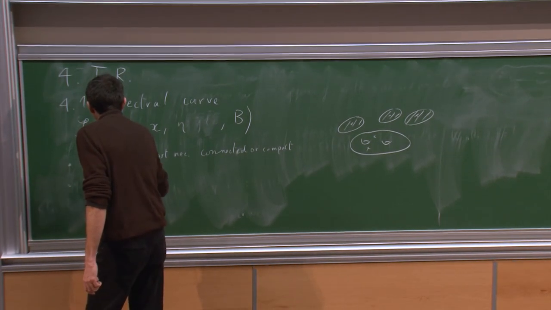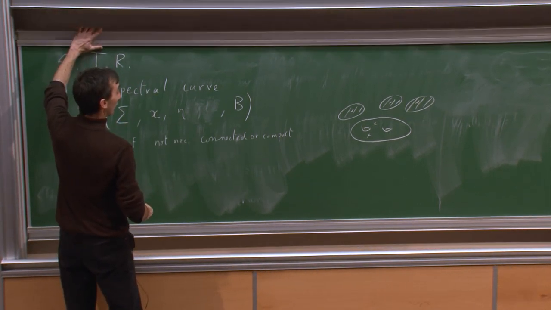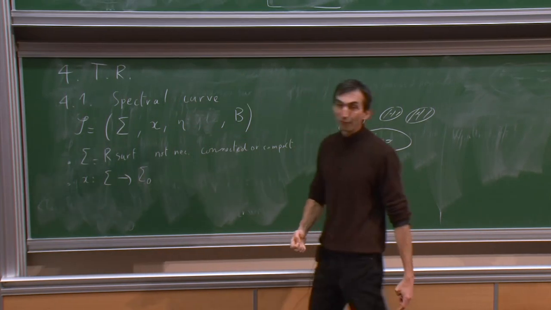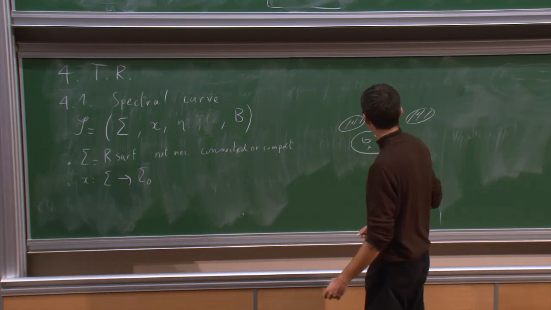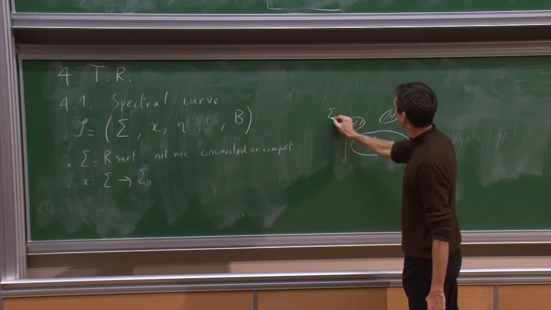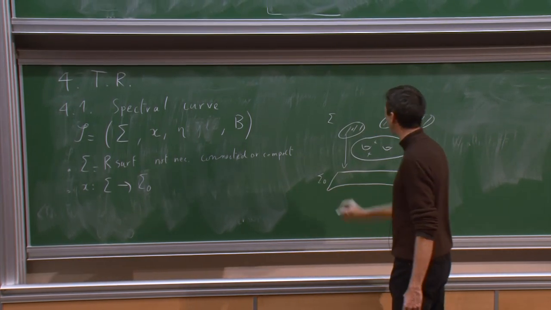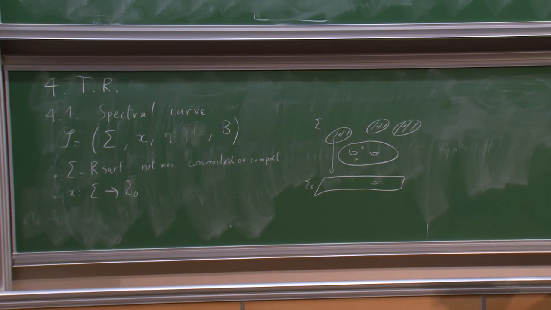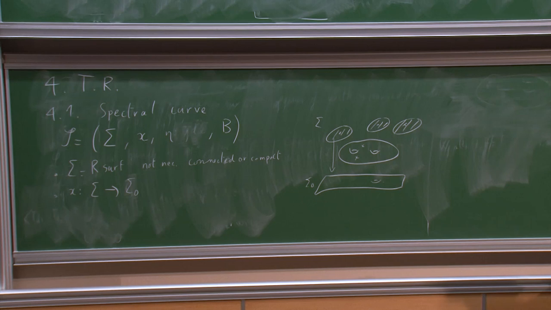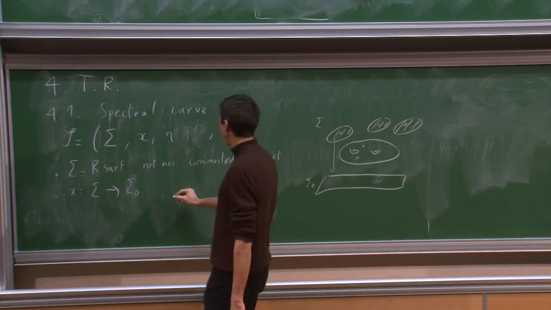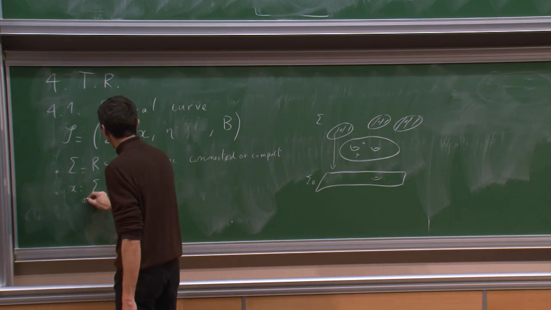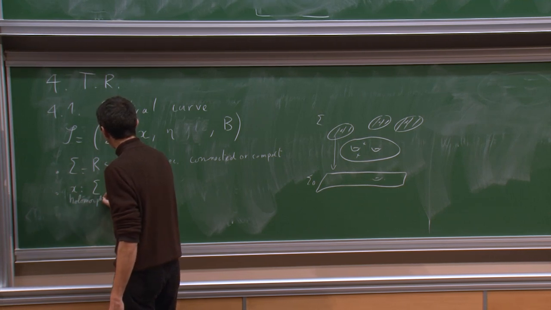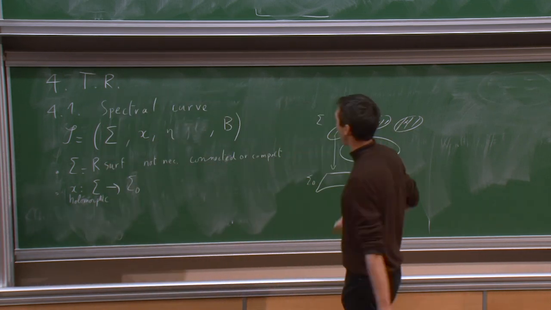So x will be a map from sigma. Well, for the moment, let's say it's a map from sigma to C, but in fact, later it will also be a map sigma to another Riemann surface, which I will call the base. So it's a map from sigma to a base, which I will call sigma zero, which could also have some genus, possibly. And again, it need not be compact, or it can also be a collection of disks, doesn't matter. And such that it's analytical, so holomorphic map. So holomorphic in sigma, which means holomorphic on a series of disks.